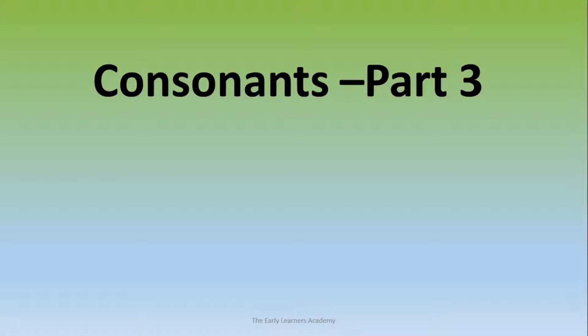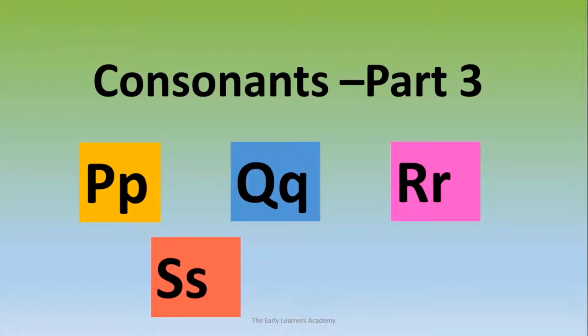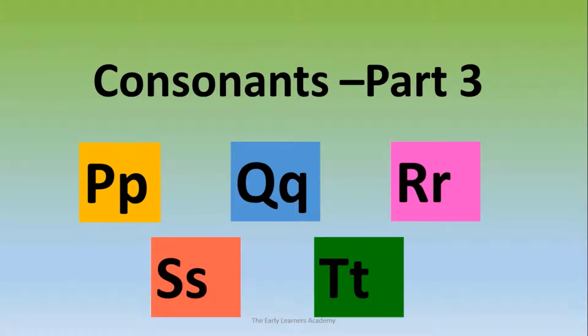Today, we're going to learn the sounds of the consonants, Part 3. And these are the letters P, Q, R, S, and T. Let's begin with letter P.